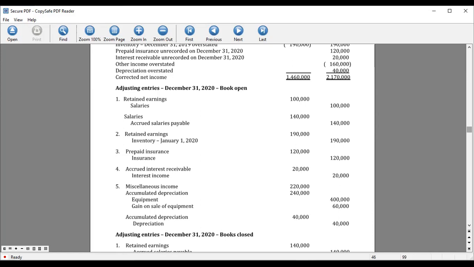The total debits are 460,000 and the credit to equipment is 400,000. In other words, there's a gain of 60,000. Then likewise, we debit accumulated depreciation by 40,000 and credit depreciation by 40,000. In addition, depreciation was recorded on the equipment for 2020 at the rate of 10%, computed based on the original cost of 400,000.